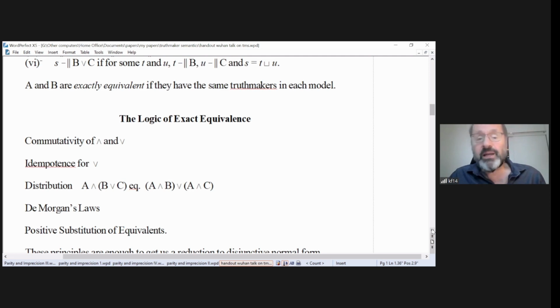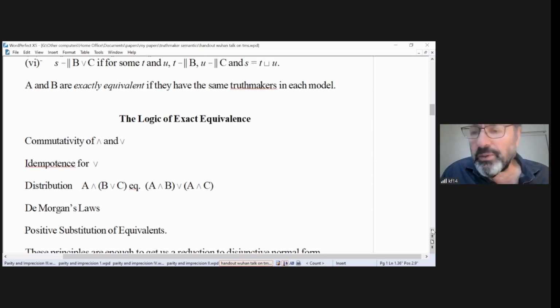There is a version of the semantics in which we don't have A or A equivalent to A. I'm not going to go into that, but I actually think it's a helpful version of the semantics. But anyway, this is a point of difference between the inclusive and the non-inclusive semantics. We have the distribution principle, that A and (B or C) has the same exact truth makers as (A and B) or (A and C).